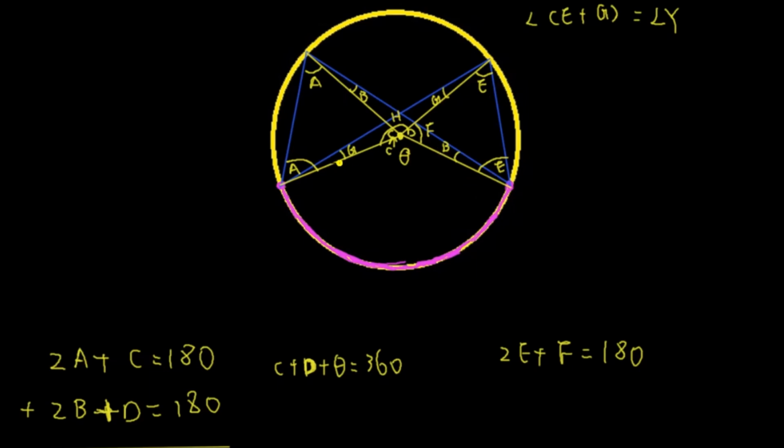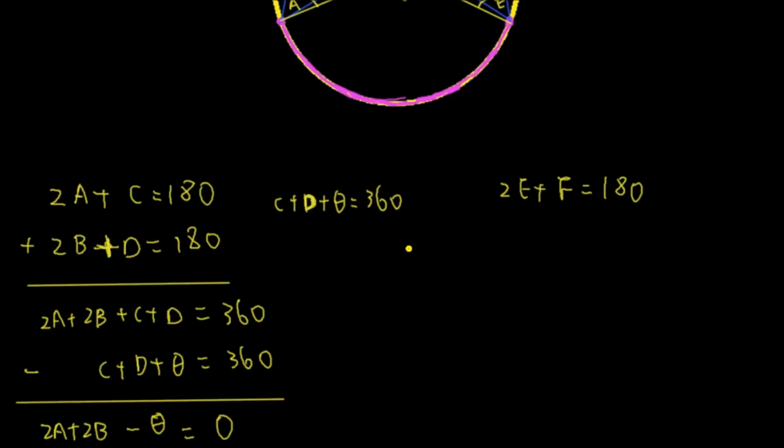How about this triangle here? Right, so it's angle G plus angle H. So 2G plus H is 180 degrees as well. So 2G plus H is equal to 180 degrees.